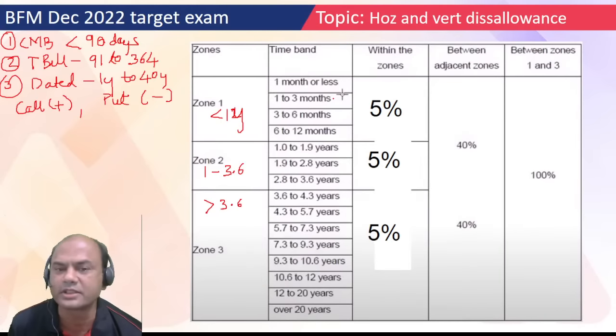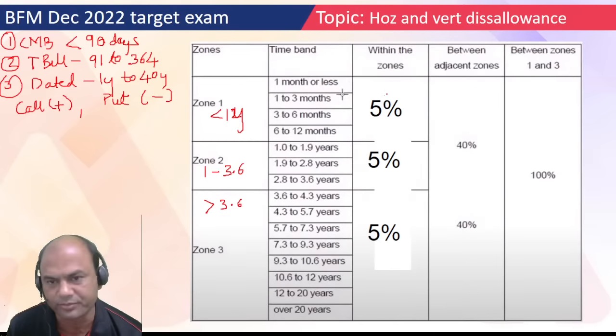So now what does RBI say? RBI says that whenever you have to adjust two bonds, now look at what I am saying, okay? Whenever you have to adjust two bonds within the same zone, then the disallowance means you can't allow them to adjust it up to what figure? Up to 5%. Within the same zone, if I have to adjust two bonds, I can't adjust 5% of that. Means what? I'll explain further, okay?